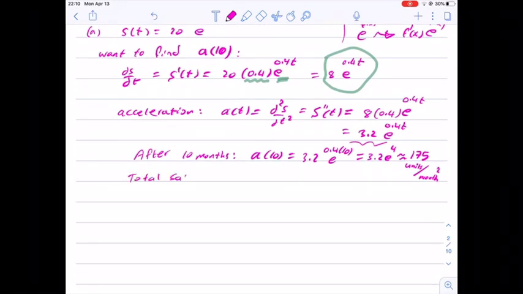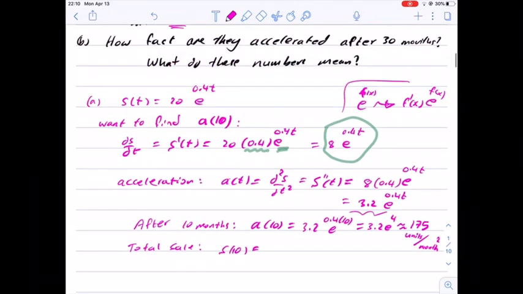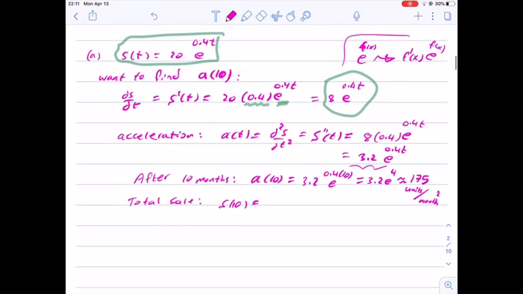Now total sale, in this case, total sale is s of 10. S of 10 is, we substitute here into the original function to find the total sale. It's 20 e to 0.4 times 10, and this can be approximated by 1,092 units. Now what does this mean?